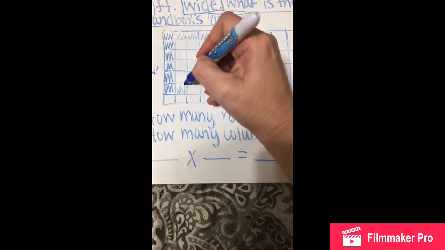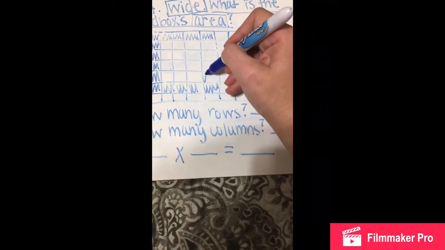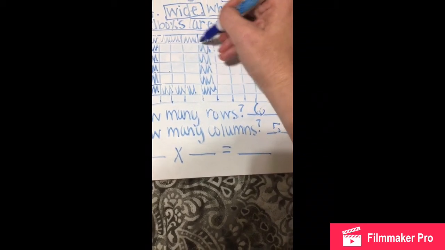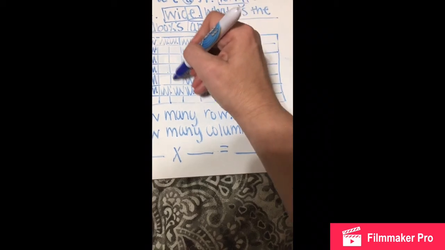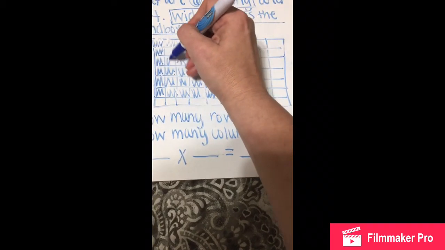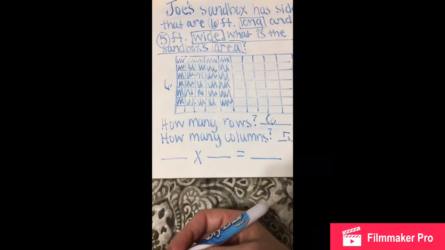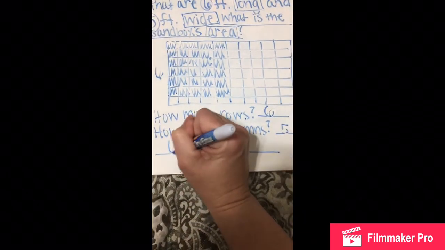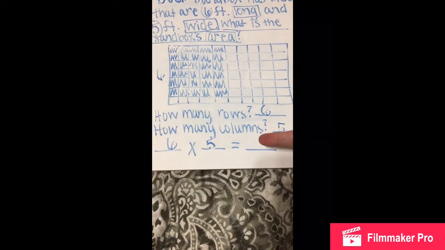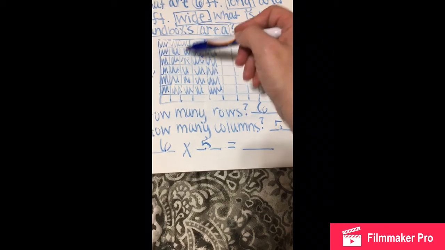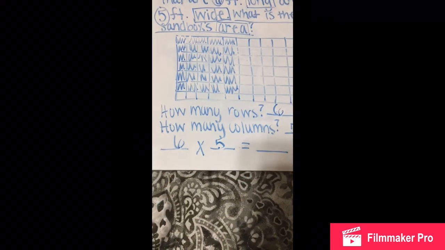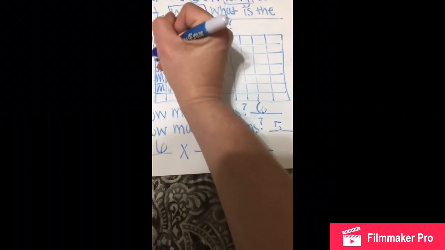So I'm going to continue going that many across and up that many long and just fill in the rest of this rectangle. Okay, so to solve my formula, area equals length times width, I can put 6 times 5 equals, and to solve my area, I can add up all of these square units, or I can do repeated addition. 5 plus 5 plus 5 plus 5 plus 5 plus 5.